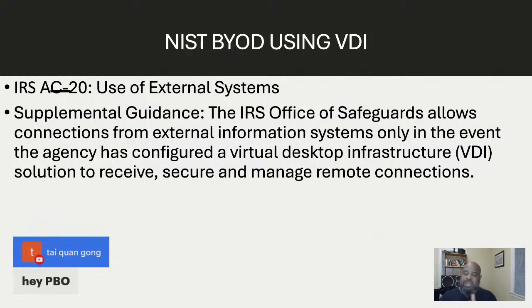Use of external systems. The IRS Office of Safeguards allows connection from external systems only in the event the agencies configure a virtual desktop solution to receive, secure, and manage remote connections. Once again, the IRS, any of those three-letter agencies, is going to want you to have the VDI, virtual desktop interface, and you have to receive, secure, and manage remote connections to make that secure. And once again, we know the hackers are out there trying to get to you.